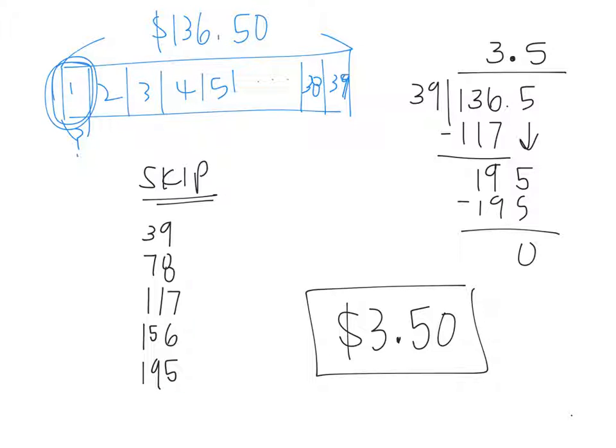This second part of the problem, is it grouping or sharing? Do we already know the number of groups? How many groups were there? Sharing. So it's sharing. The first problem, was it grouping or sharing? Okay, so you can see how division can be both.